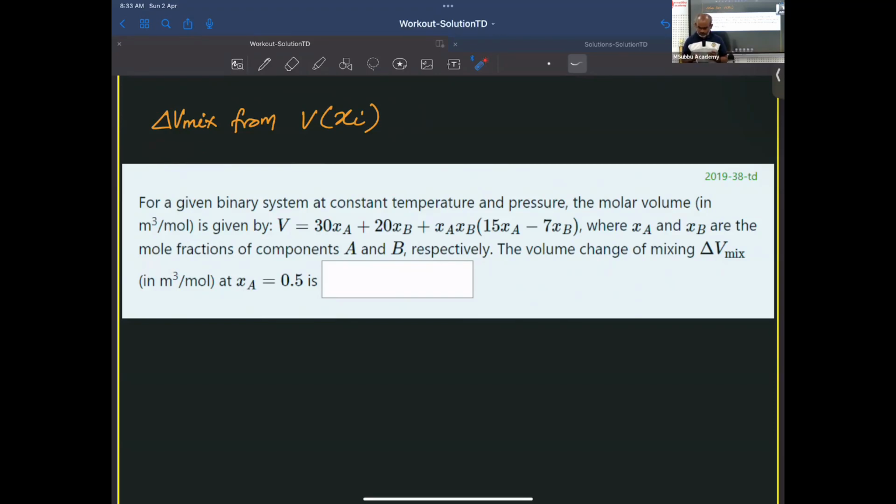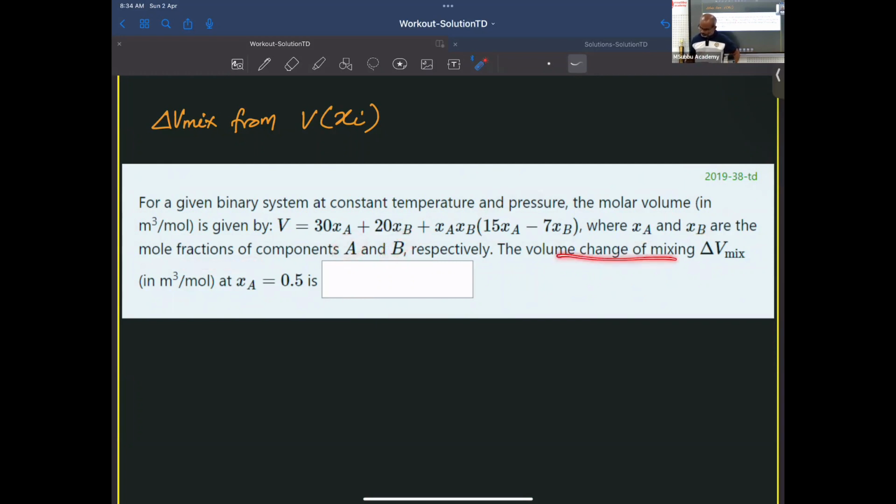Volume change of mixing from the expression of V as a function of composition. This was asked in our GATE Chemical Engineering 2019. For a given binary system at constant temperature and pressure, the molar volume in meter cube per mole is given by V equal to 30xA plus 20xB plus xA xB multiplied by 15xA minus 17xB, where xA and xB are the mole fractions of the components A and B respectively.